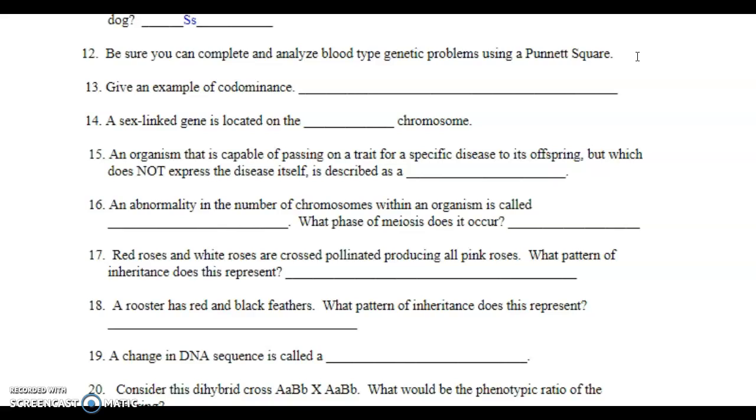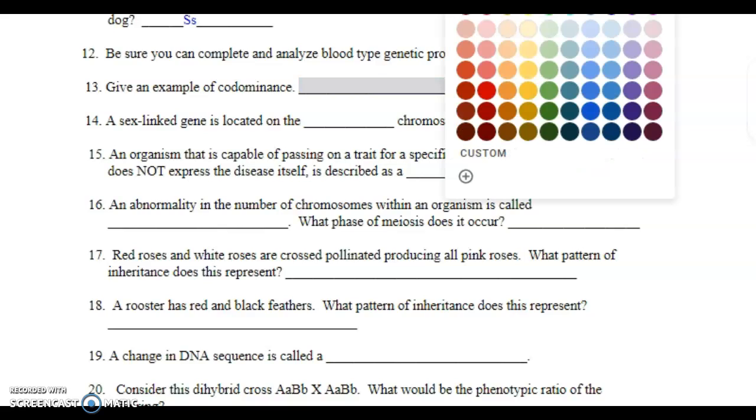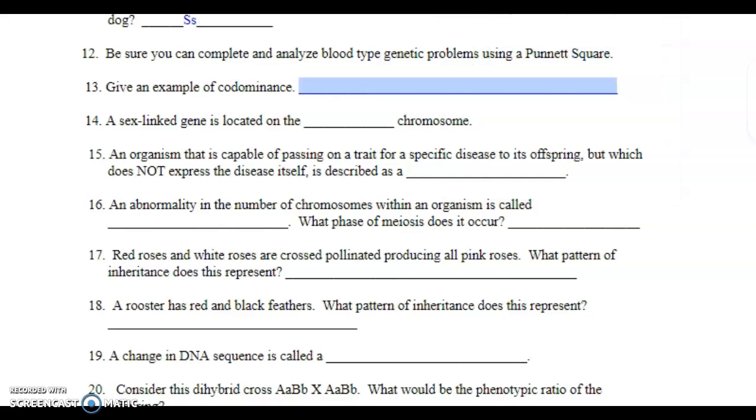But if they're BO, then it would be blood type B. If they're AO, then it would be blood type A. And AA, of course, would be A, BB would be B, and A and B would be AB. So make sure you remember how to do those. It's an example of codominance. Again, the alleles for A and B blood types would be codominant.